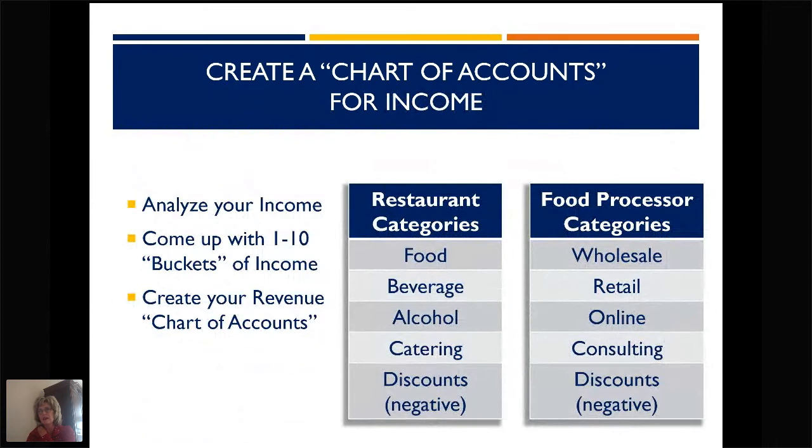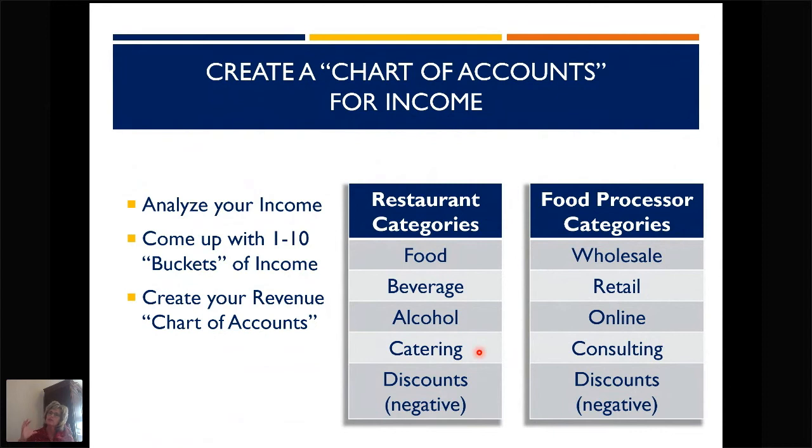Income, I find to be a lot easier, only because most people just have a category called sales. If you really want to separate things out, here are some examples of different buckets of income for your chart of accounts. For restaurants, you might have food, beverage, alcohol, catering.